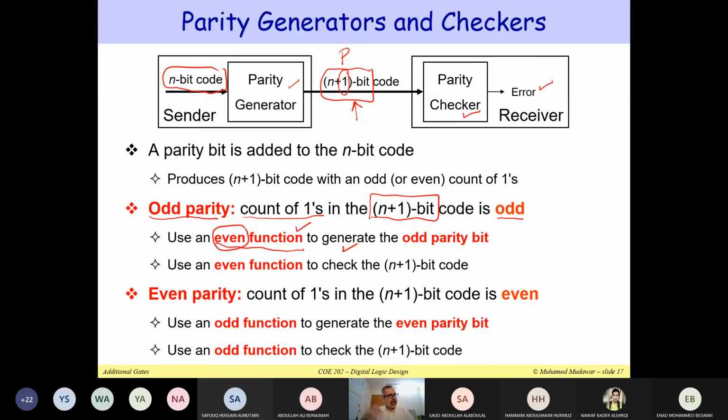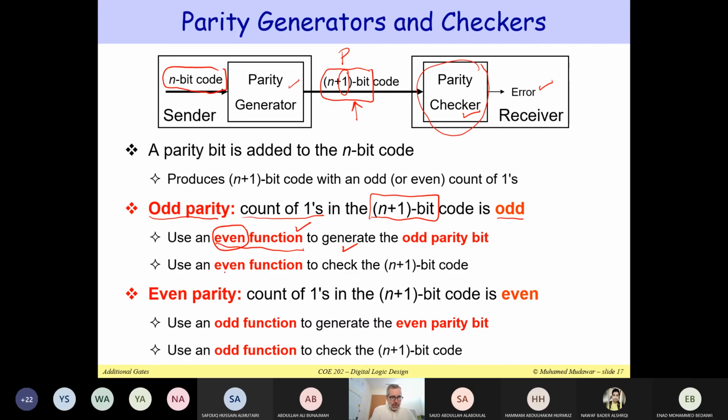I have an example about this in the next slide. So whenever you would like to use odd parity, you have to use an even function to generate the odd parity bit. But that's for the sender. How about the receiver? The receiver is going to receive an n plus 1 bit code. This is my receiver here, and this is the parity checker. So the parity checker is going to check the n plus 1 bits. It wants to check if there is an error in the received n plus 1 bits.